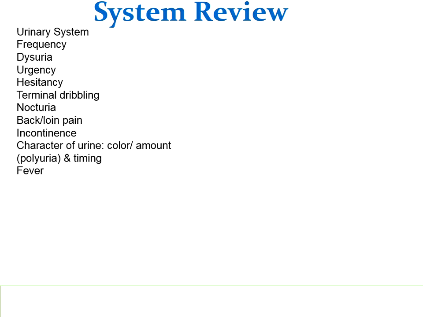What is their urine like? Is it a normal amount? Are they going little and often or a lot all at once? What sort of colour is it? Is it foul smelling, or is there any sort of bits or discharge in it? And have they suffered with a fever as well? That is a good question for any patient.